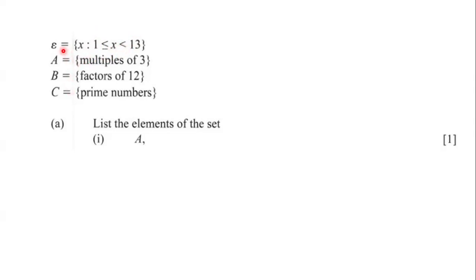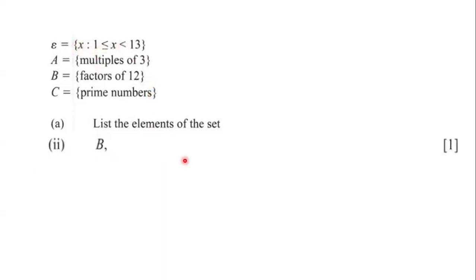So all of the multiples of 3 that you choose, all of the factors of 12 that you choose, all of the prime numbers that you choose must reside within this interval. So list the elements of set A. We want the multiples of 3. The multiples of 3 are going to be 3, 6, 9, 12. And then after 12, you have 15. But nope, you cannot do that because it has to be less than 13. And so 3, 6, 9, 12, that is set A that satisfies this universal set.